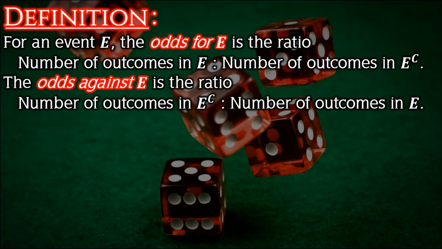For an event E, the odds for E is the ratio of the number of outcomes in E to the number of outcomes in E complement. The odds against E is the opposite ratio, the number of outcomes in E complement to the number of outcomes in E. Let me take you back to roulette for a moment.